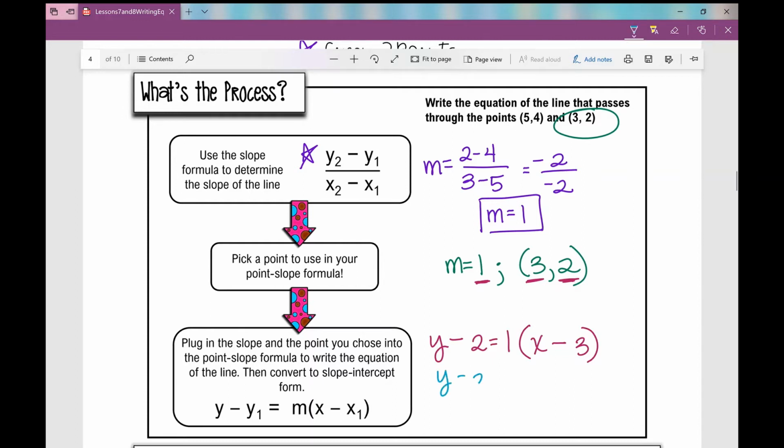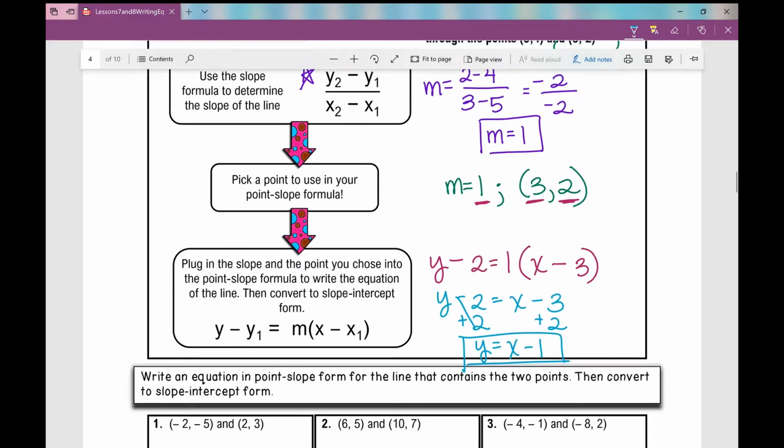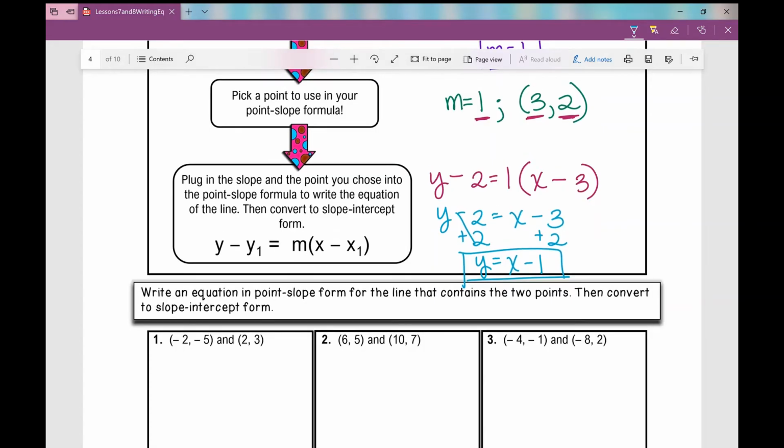So y minus 2 equals, if I distribute that 1, it's just x minus 3. And then to get y all by itself, what do I need to do? Add 2 to both sides, and I get y equals x minus 1. And that's our process. So let's do a few more examples so you can get the hang of it.